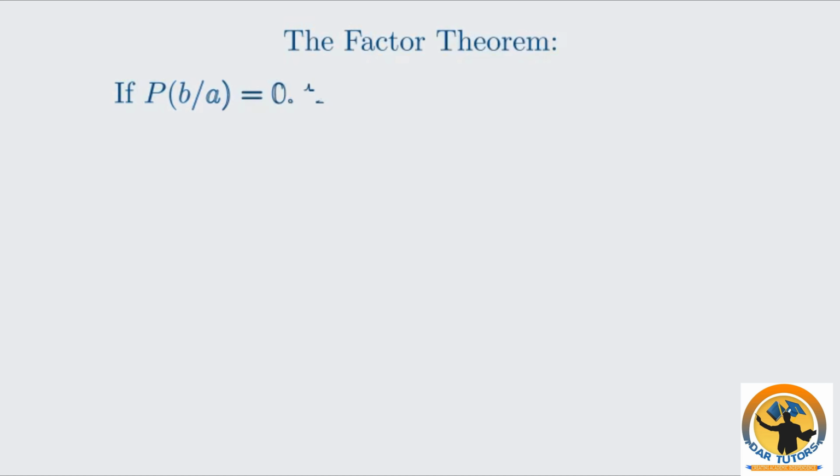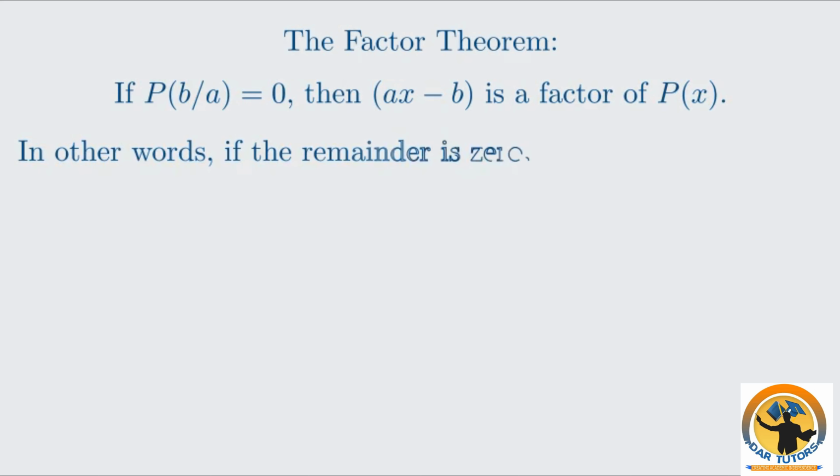The factor theorem is a direct consequence of the remainder theorem. It gives us a simple test to see if a linear expression is a factor of a polynomial. The factor theorem states that if the value of a polynomial expression p of x is 0 when x equals b over a, then ax minus b is a factor of the expression. In other words, if the remainder is 0, the divisor is a factor. This makes perfect sense. If the remainder is 0, it means the polynomial divides evenly, and the divisor is a factor. Let's use this to show that a given expression is a factor.